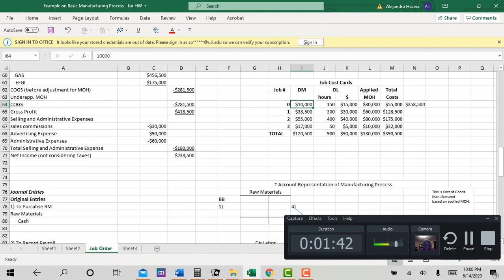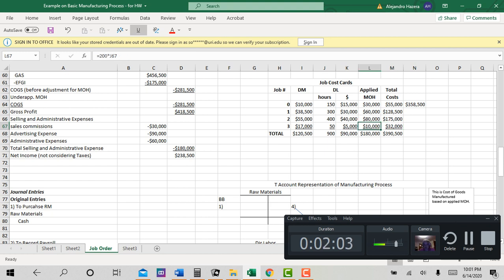If you go across, where it says total costs here, these are the costs of each job. So job 0, total costs to complete the thing, 55,000. Job 1, total cost 128.5, job 2, 175, job 3, 32. So those are the total costs by job.